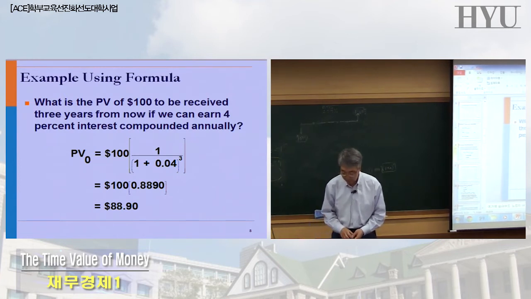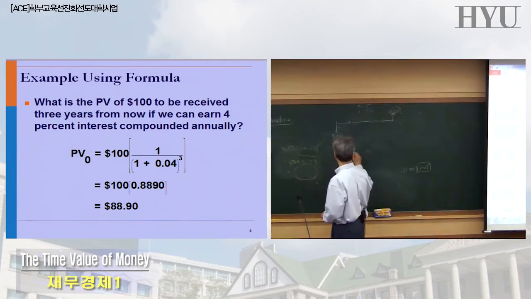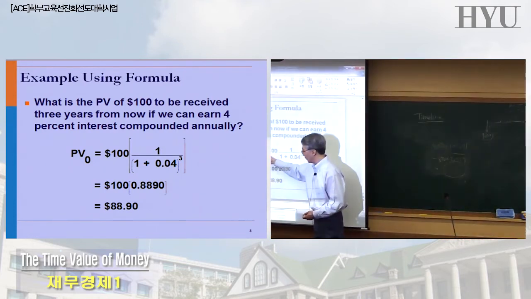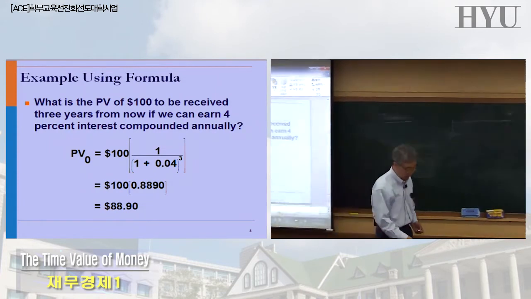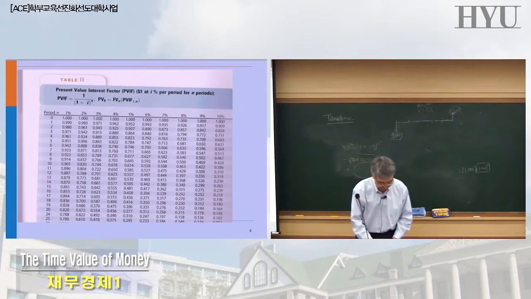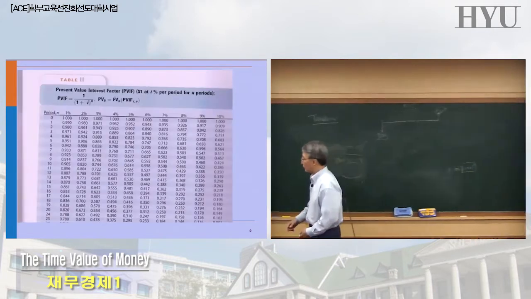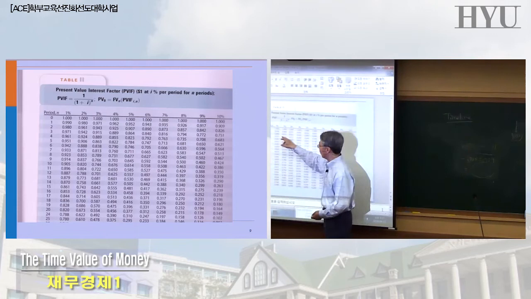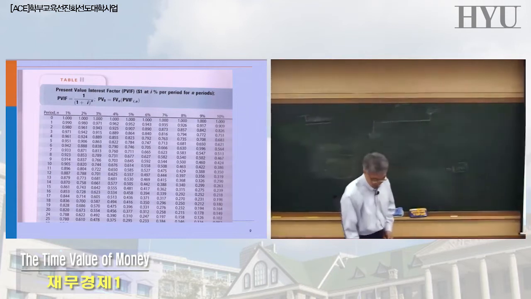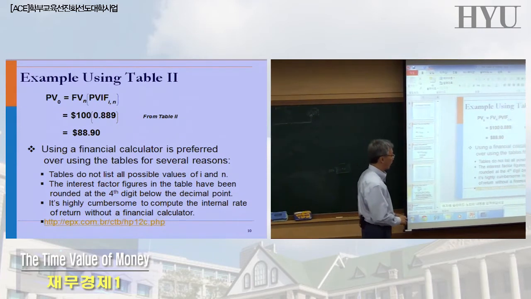Here we can use PVIF in case you want to come back to the present value. If we know the future value and we want to find the present value, we go to table number 2, which is the PVIF table. That was 3 years at 4%, so that's 0.889. You just multiply 100 by 0.889, and we know the present value is $88.90.